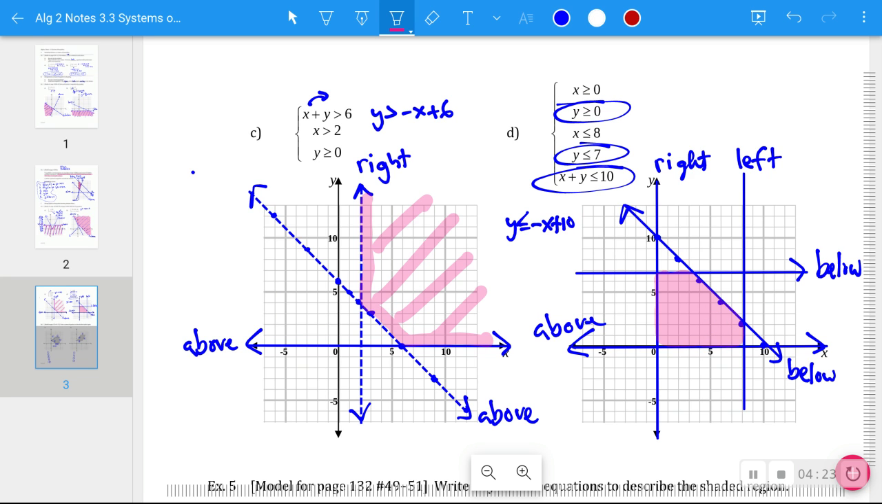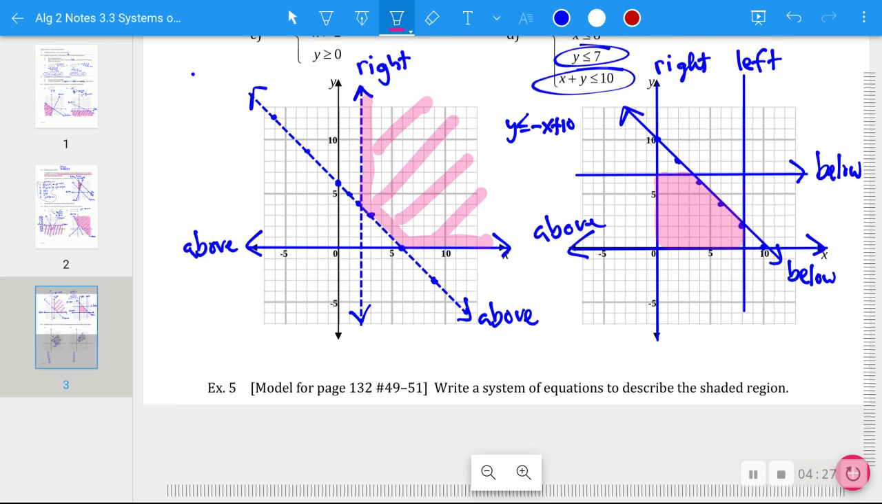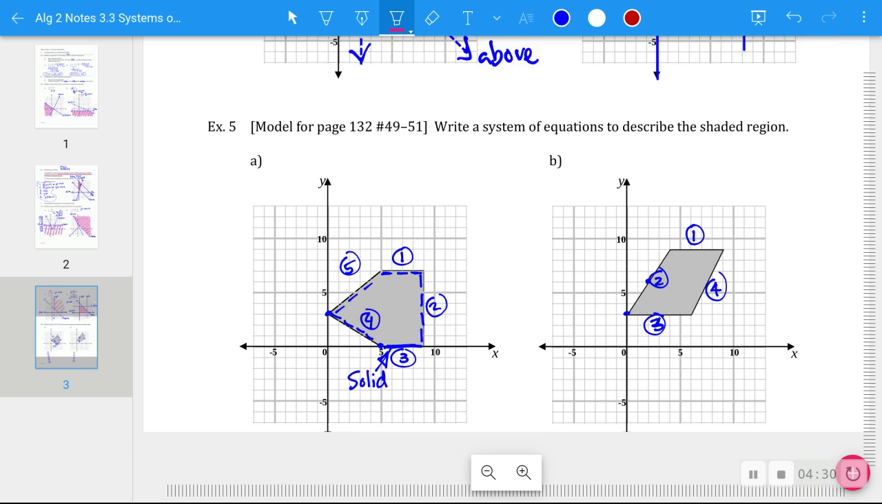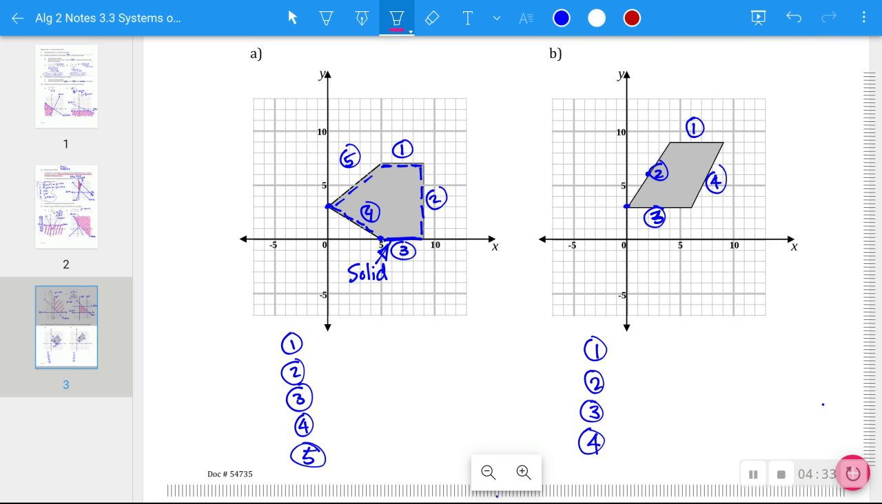Okay, so that's the last two parts of problem 4. And problem 4 started on the previous page. Okay, we're going to finish up example 5 here.